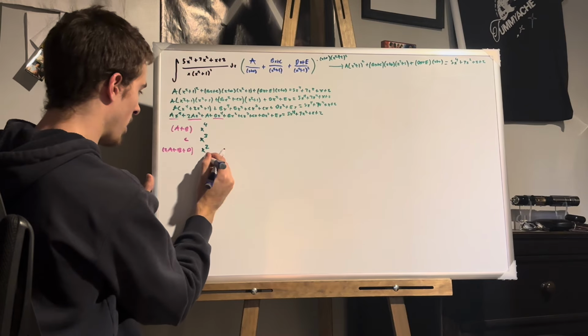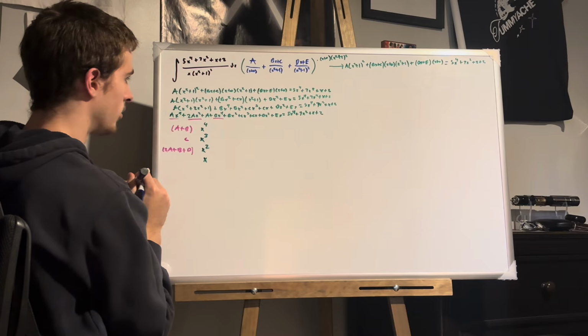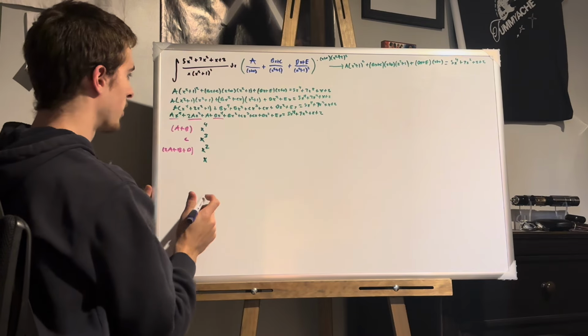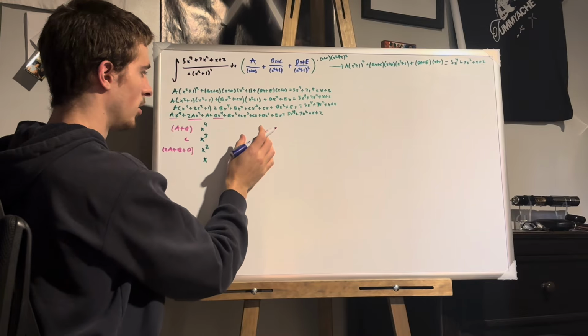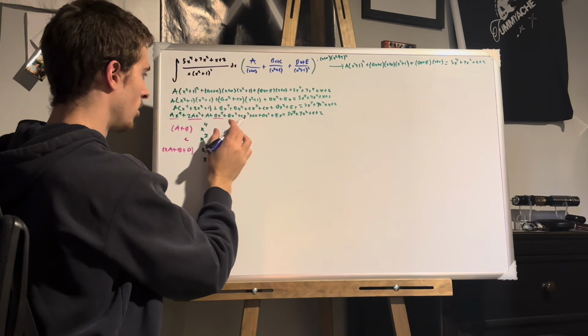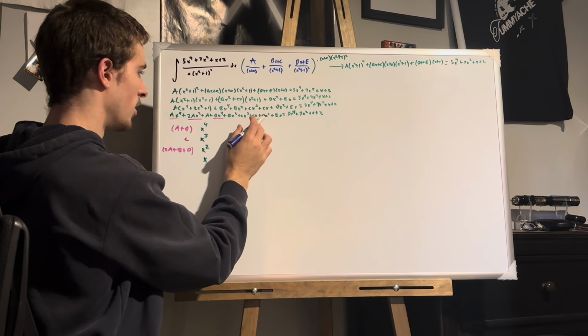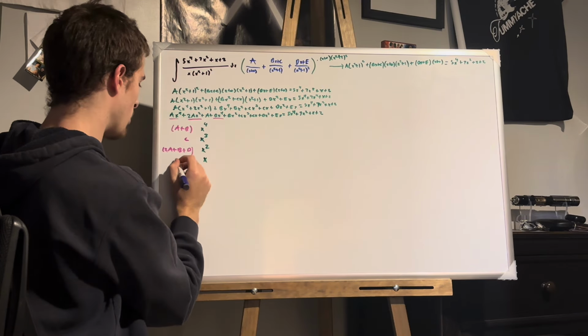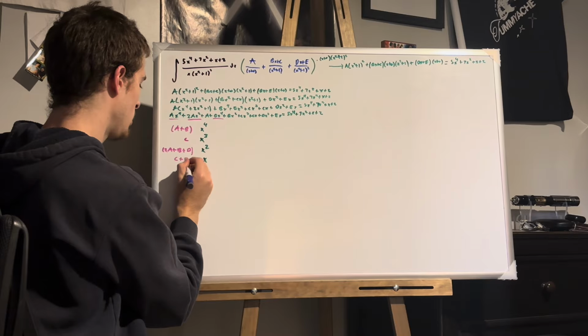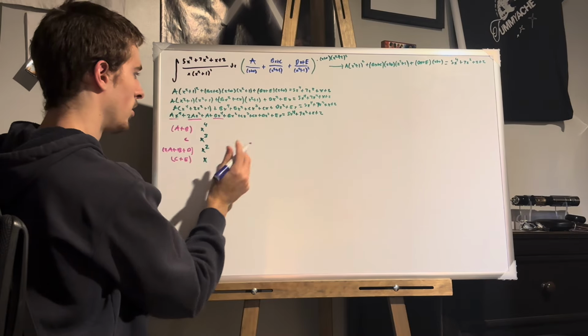Now, what about x? For x, we had just c and e. So we factor those out. C plus e.